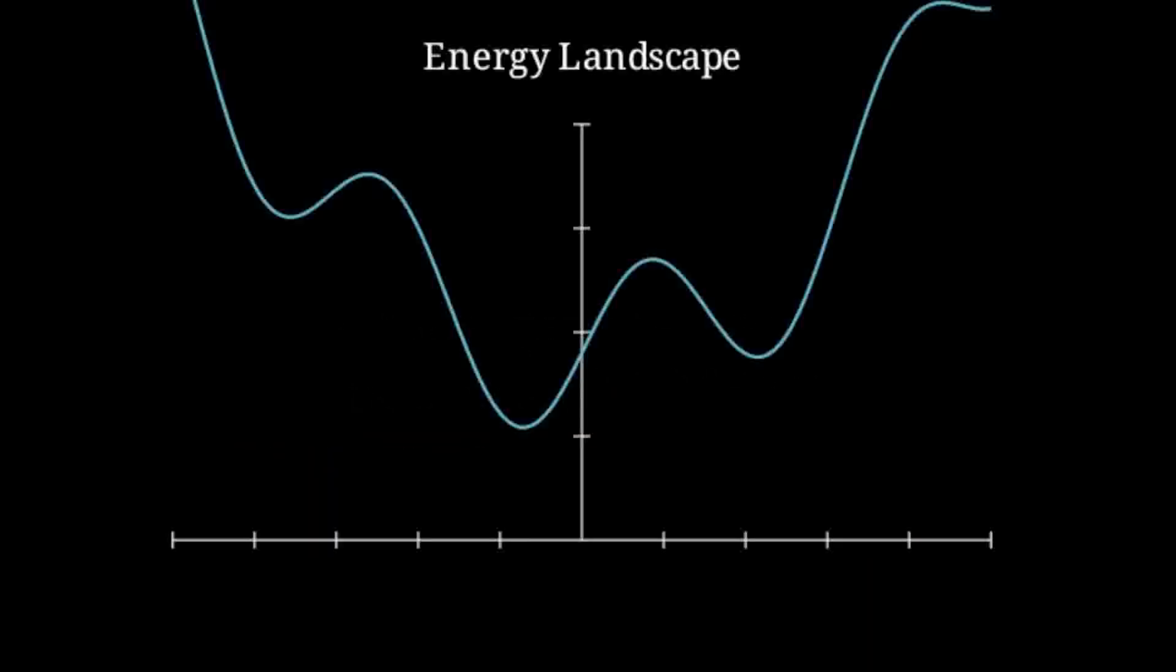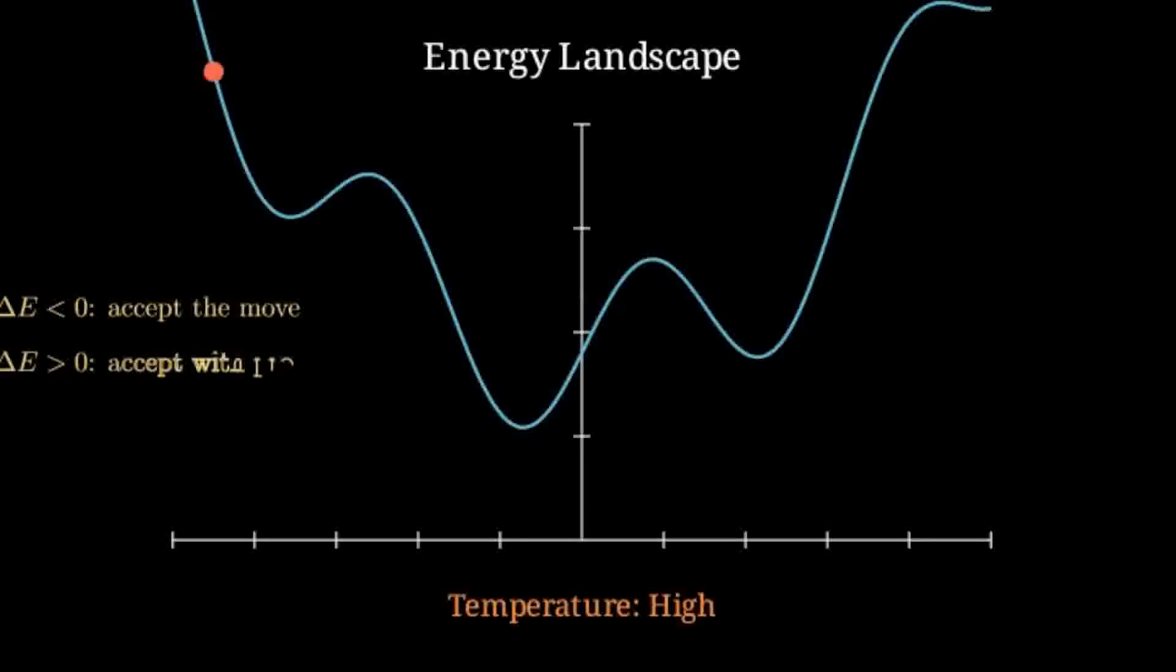To understand simulated annealing, consider a particle on an energy landscape. The particle has a certain parameter called the temperature, which causes it to move around. Now we employ a Metropolis algorithm to determine the particle's movement.